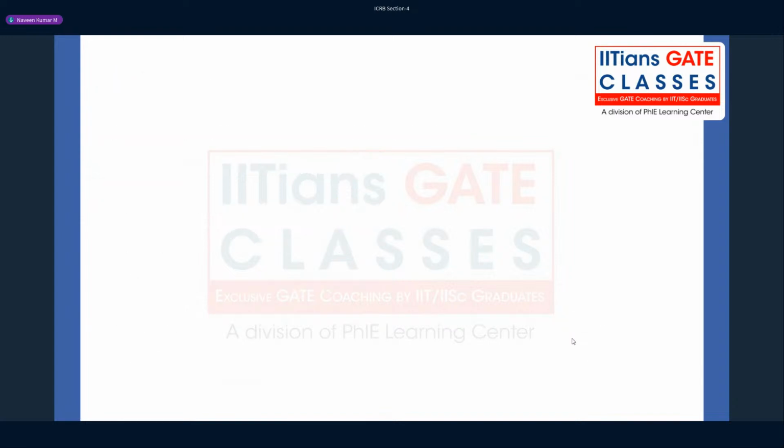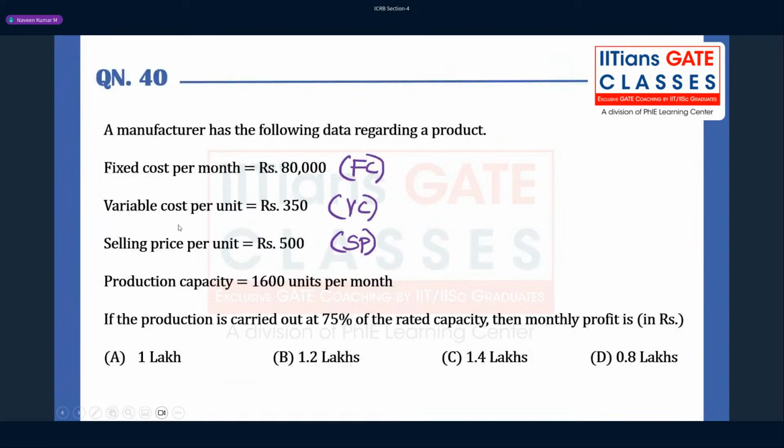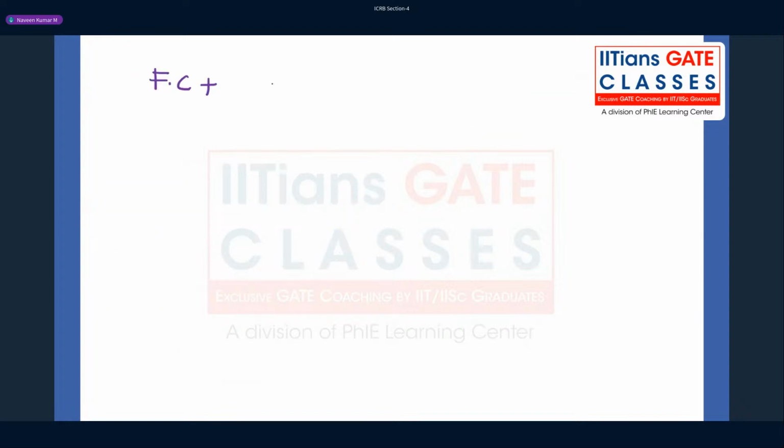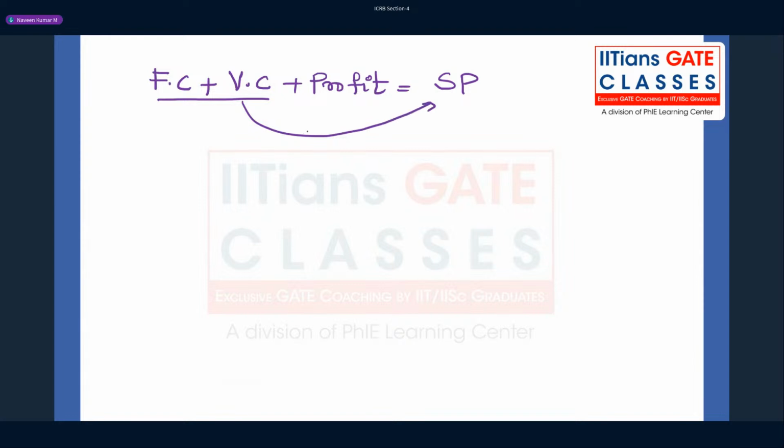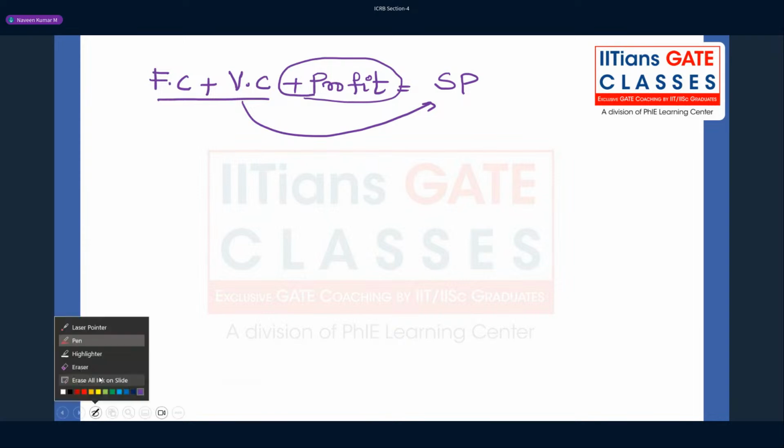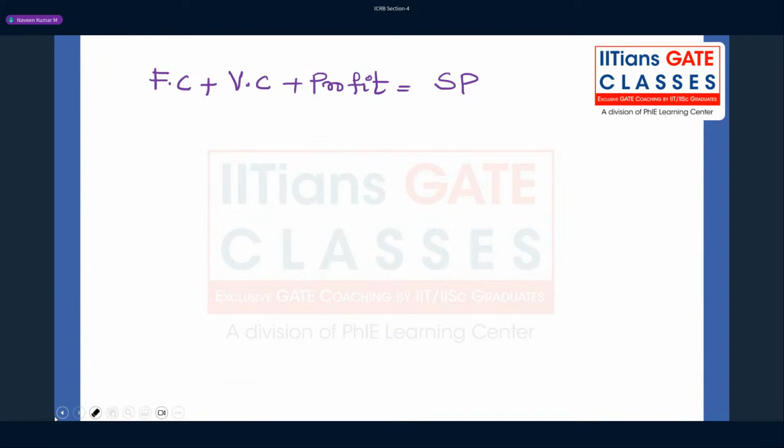Generally, what we'll do, there is an equation. Your fixed cost plus your variable cost, which is variable cost per unit times the number of units you're producing, plus profit is equal to your selling price SP times units. If profit is not considered, then that is break even. If you have profit also considered, then you have crossed your break even, right? This is the equation, simple equation.